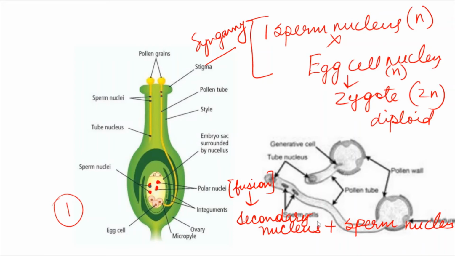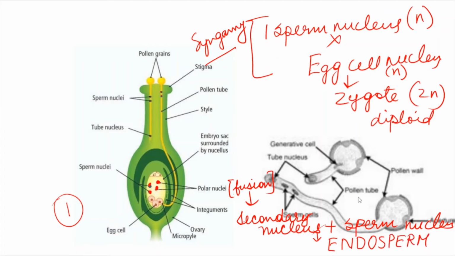Understood? So what happened? Two polar nuclei unite to form the secondary nucleus, and then one sperm nucleus from the pollen tube, okay, unites with the secondary nucleus to form a structure. Very, very important structure beta. That structure is known as endosperm. क्या बोलते हैं उसको? Endosperm. This is the nutritive tissue, ठीक है, of the growing embryo, and this is known as endosperm.